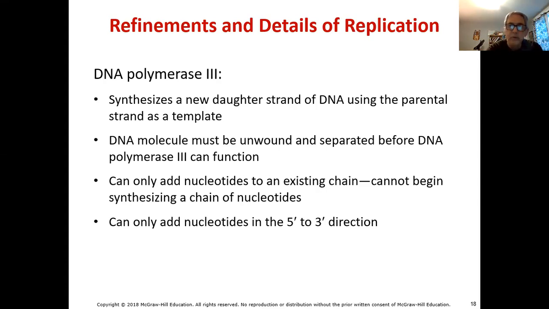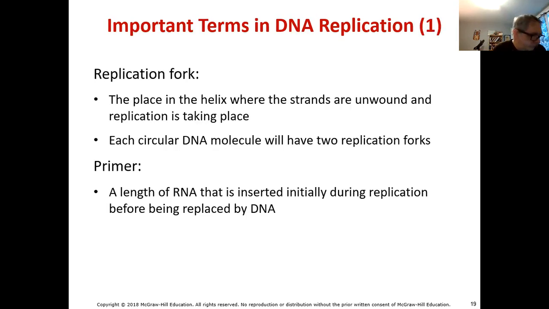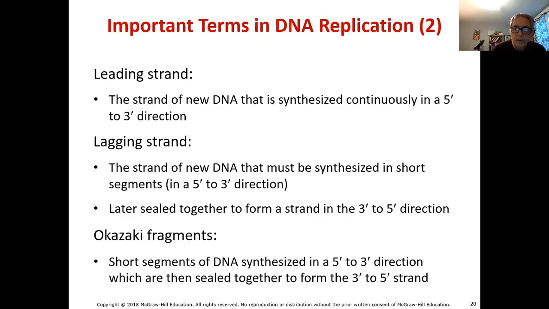And excuse me, for synthesis of the molecule, it has to open up, and you get a daughter strand and a parental strand. So the daughter strand would be the new stranded DNA. The molecule has to unwind, separate, can only add nucleotides to an existing chain, cannot begin synthesizing a chain of nucleotides, and can only add them in the 5 to 3' direction, which was determined by the number of carbons on the ribose sugar. So that was 18.